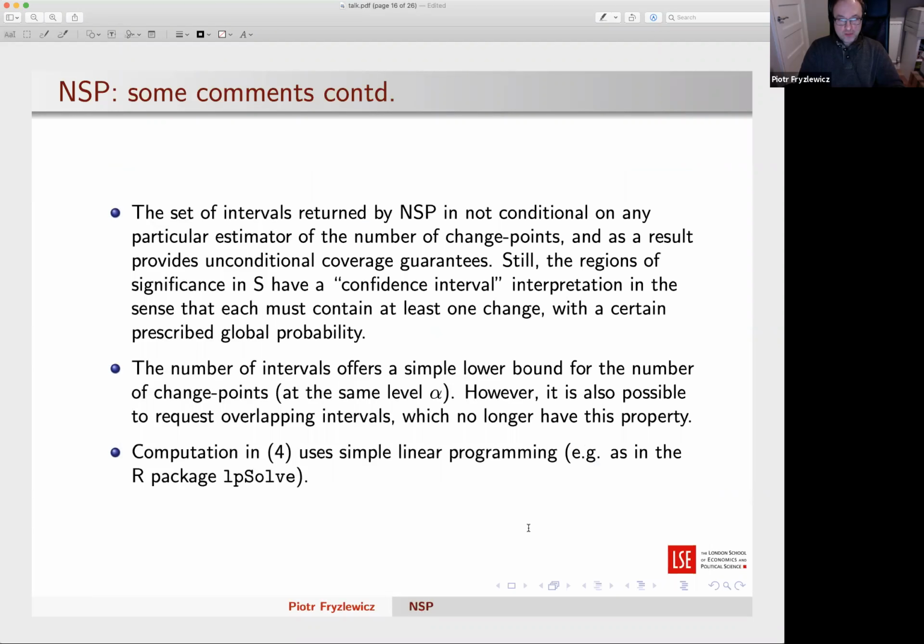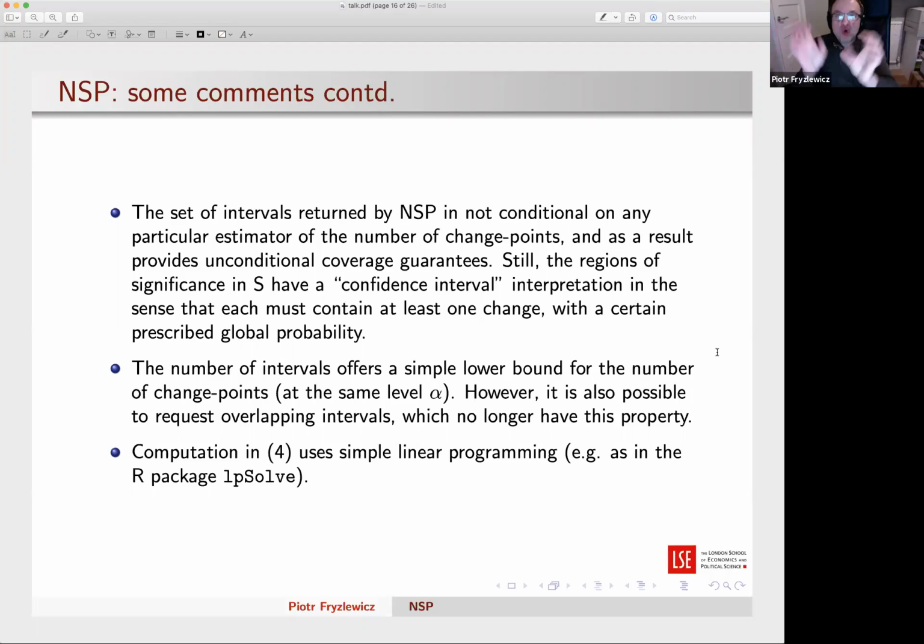Now, obviously, as in the second bullet point, this leads to a lower bound for the number of change points with the desired probability. So if I detect 3 intervals, then at a given significance level, for example, I'm 90% sure that there must be at least 3 change points in the data, because I have those 3 intervals. There may be change points elsewhere. For example, if there's a tiny, teeny change point somewhere, I may not even be able to detect it at all.